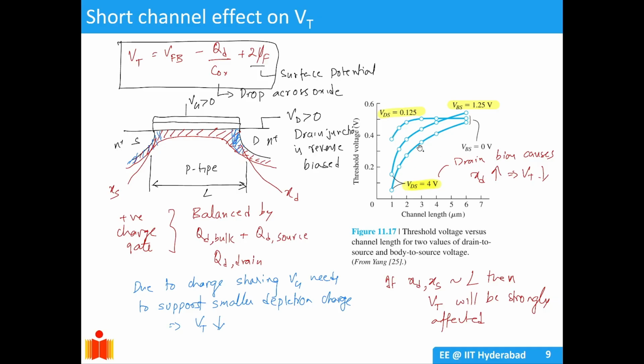So you can see here that VTH is also dependent on your VDS for short channels. For low VDS, the threshold voltage decrease is not that high, but for high VDS, the threshold voltage decrease is much higher.